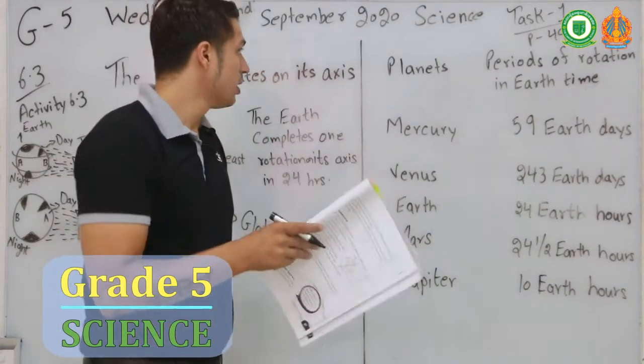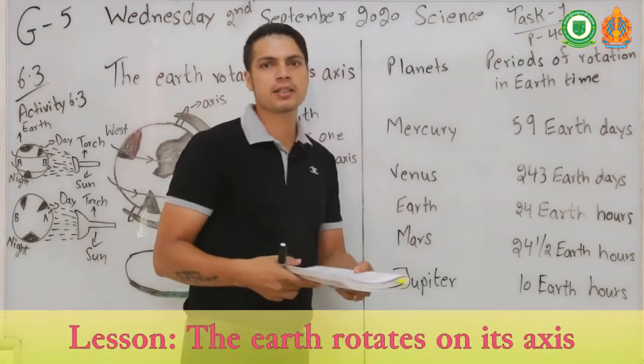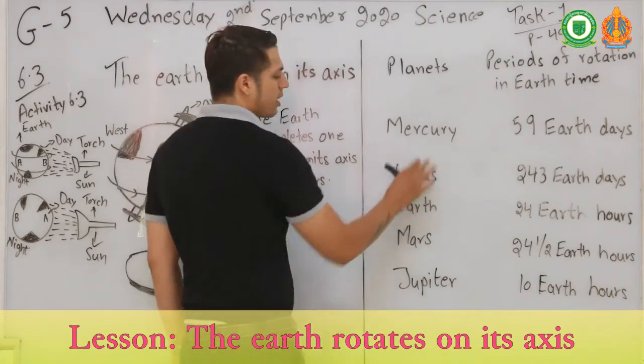Next, we have 8 planets in our solar system. Here are some planets.